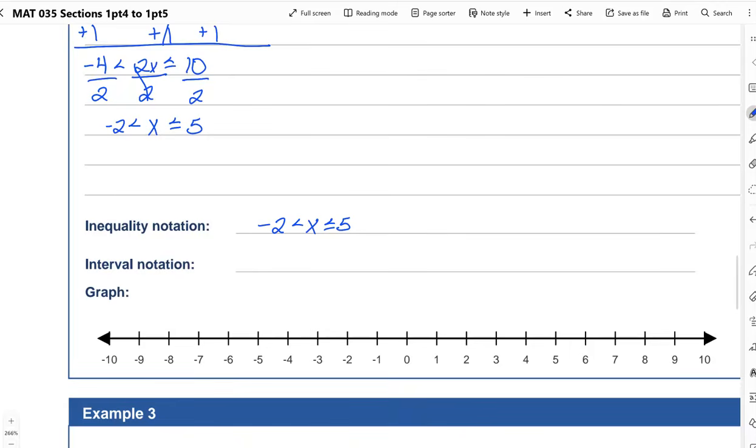I'm going to do the graph next. Negative 2 has an open circle, 5 is closed, and we're shading in between. Interval notation is going to be parentheses, negative 2, comma 5, bracket.